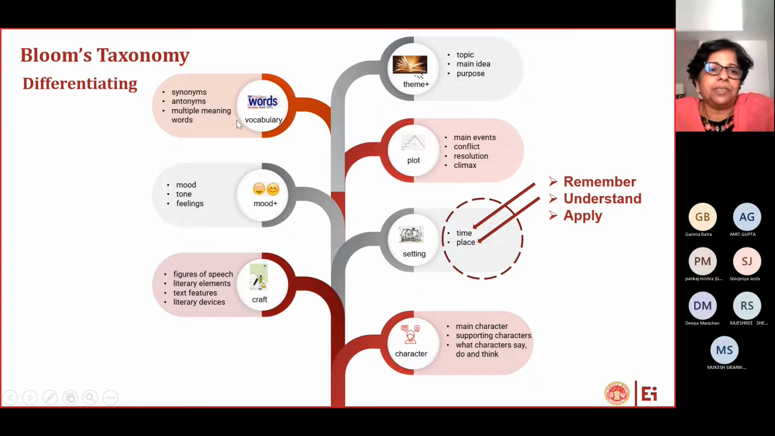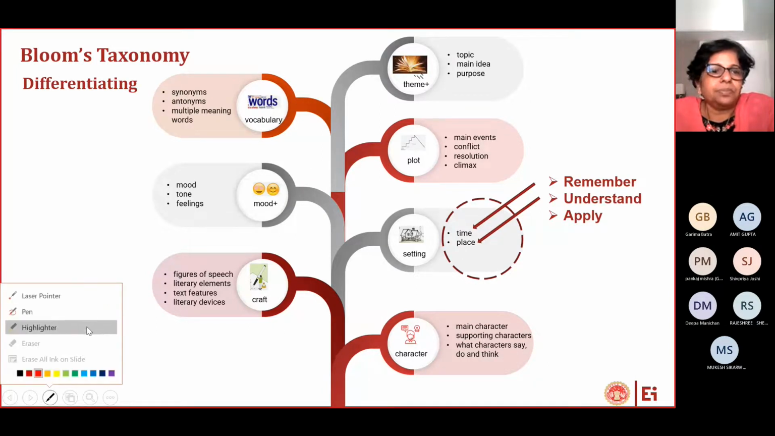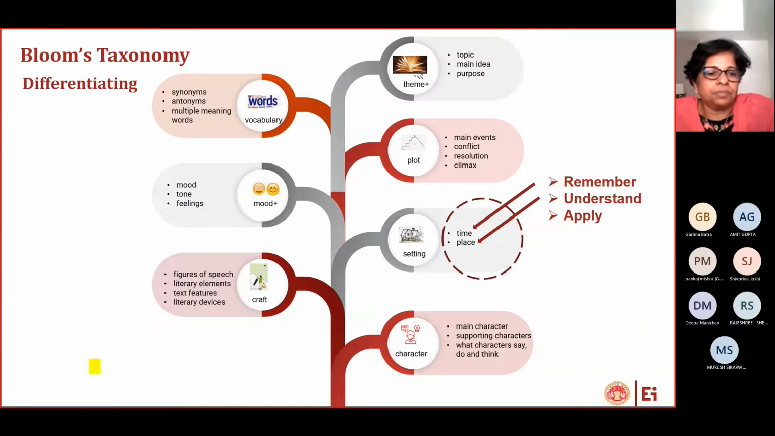Under vocabulary, you can see synonyms, antonyms, multiple meaning words. In mood, you can see mood, feelings, tones, etc. And in the concept level of author's craft, you can see figures of speech, literary elements, text features, literary devices, things like that. In theme, you can see topic, main idea, purpose. Under plot, you can see main events, conflict, resolution, climax.